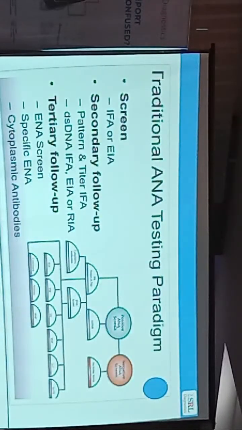So this is the traditional testing pattern. You have to screen with immunofluorescence or ELISA. In reporting, every lab has to report the pattern by IFA. The titer is a must, and then they have to do the dsDNA, and if the ANA is positive, you have to do the ENA screening.